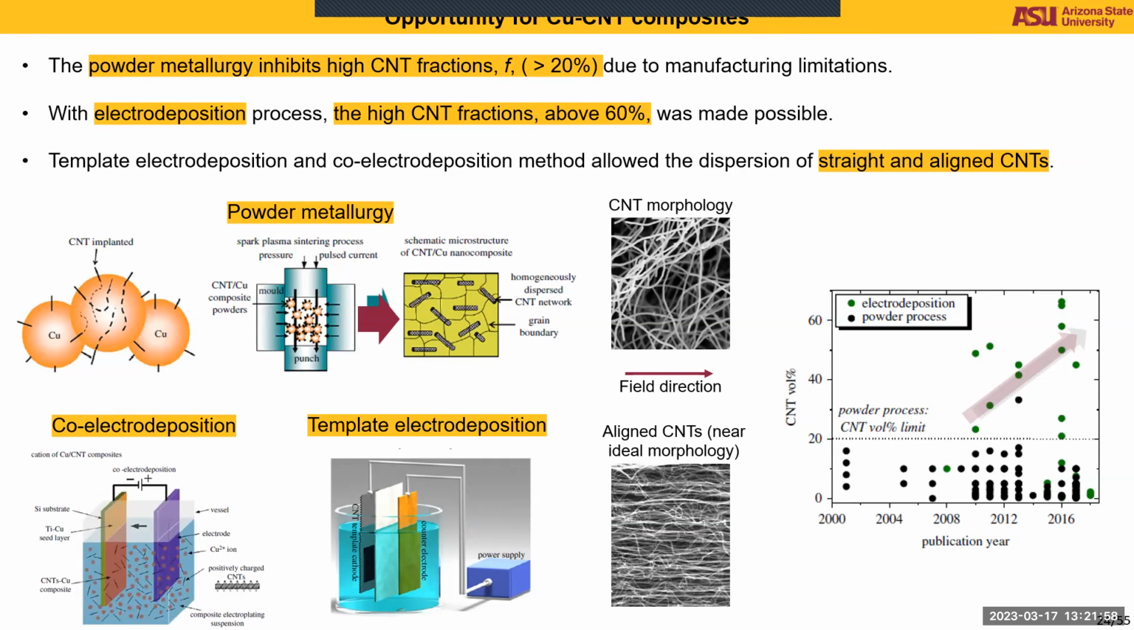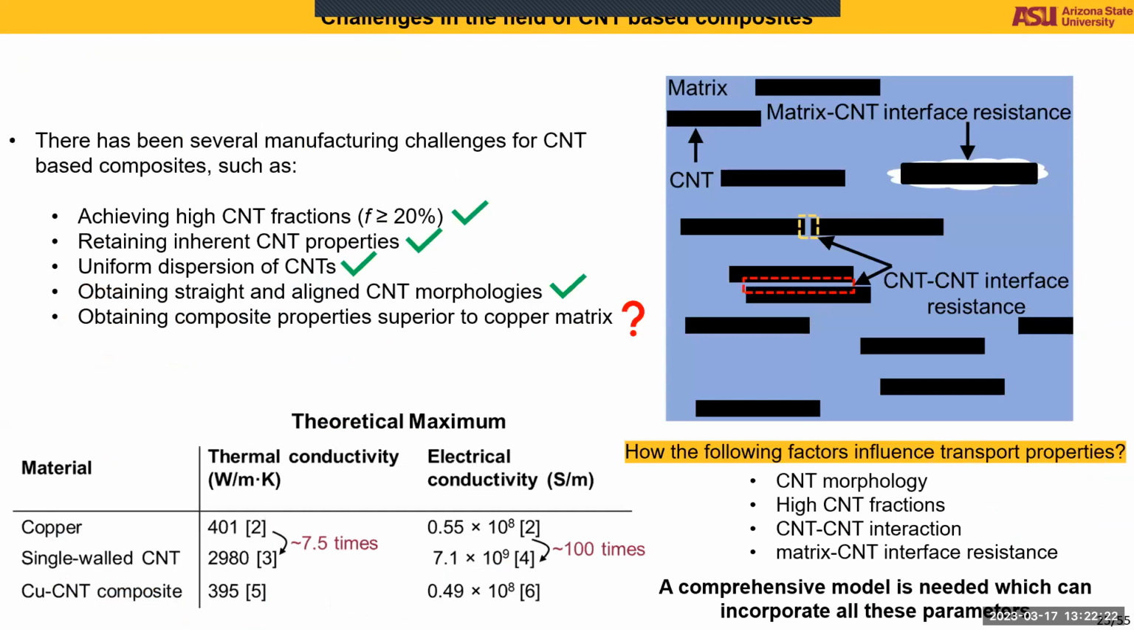So with the discovery of electrodeposition for CNT-based composites in 2008, we can see that researchers were able to achieve higher CNT fractions, up to 65%. But most importantly, they were able to have aligned CNTs, which were near ideal morphologies of CNTs, that is straight and aligned CNTs to the field direction. So electrodeposition solved the majority of the challenges, but there still remains one challenge, which is how to obtain superior properties of composites compared to copper at room temperature.